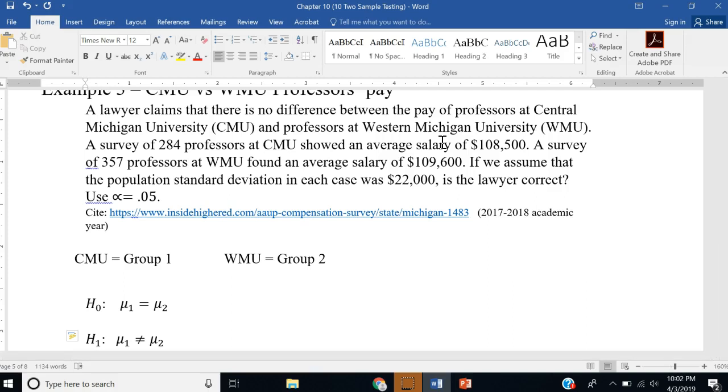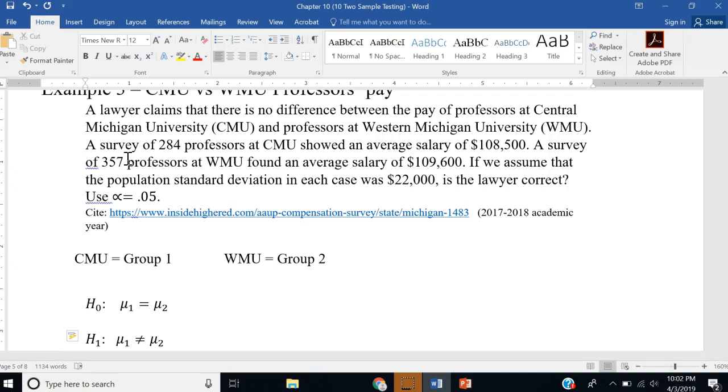And the sample size is 284, so that's my X1 and my N1. My X2 is going to be 109,600. That's the average for Western Michigan with a sample size of 357. We're going to utilize not equal to.